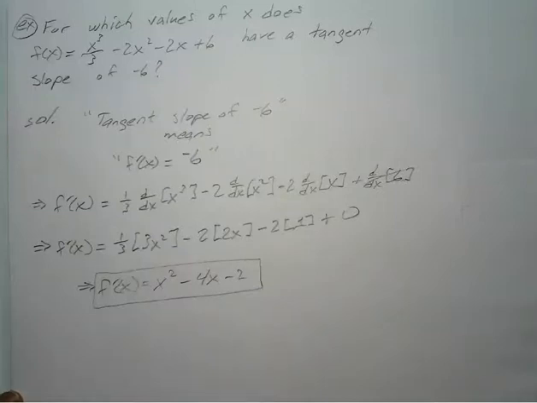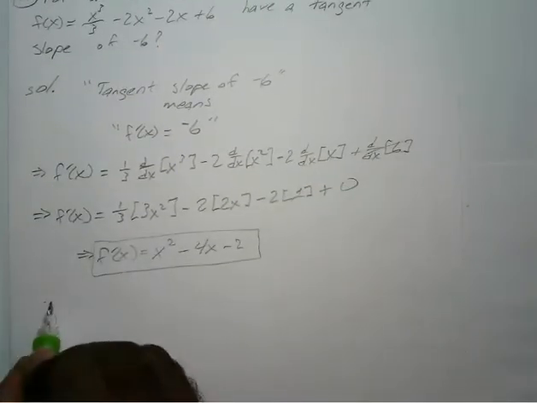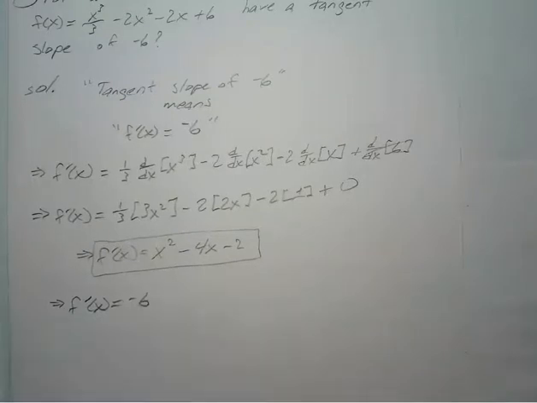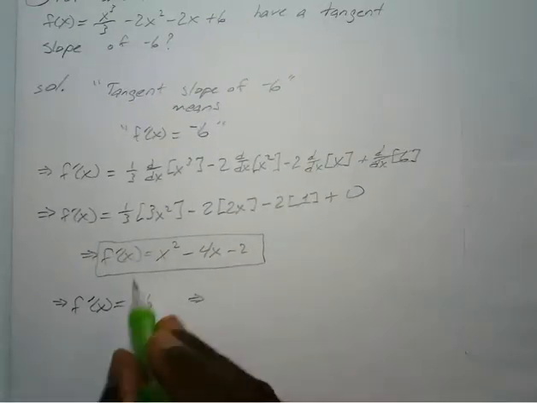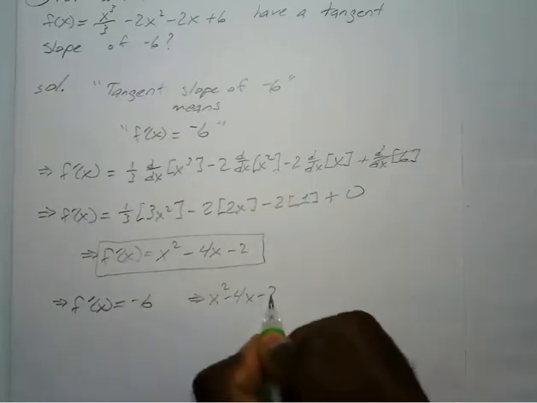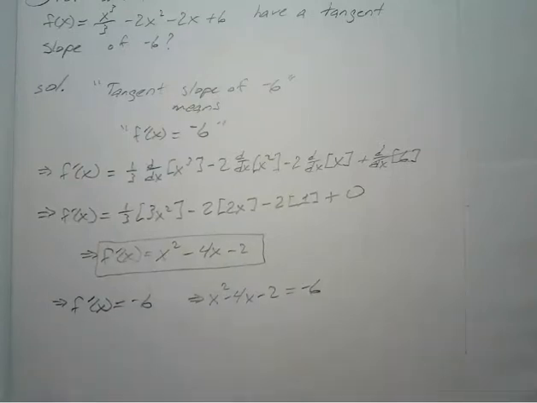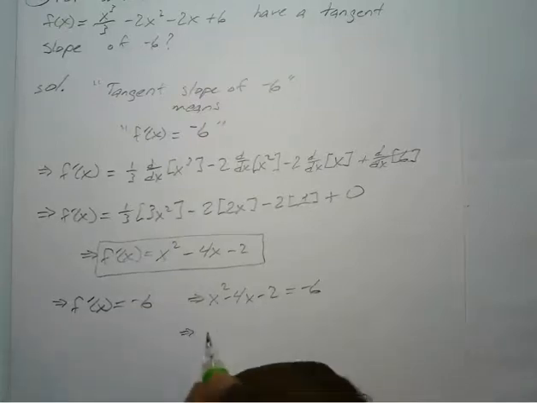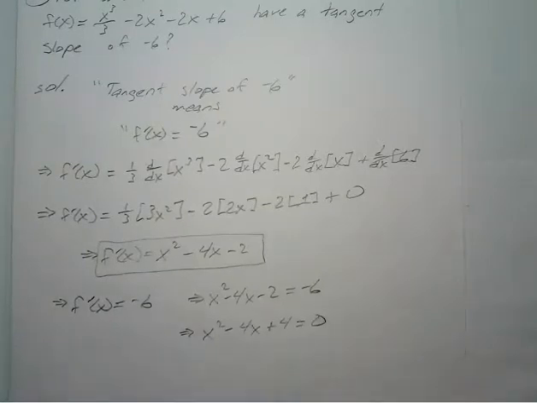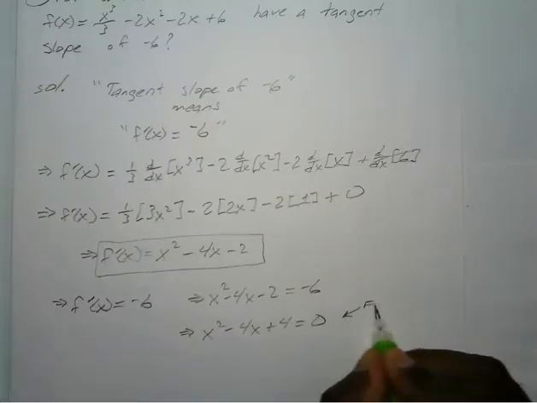Okay, so now we want to find at what point you have a tangent slope of negative 6. That means when does f prime of x equal negative 6? Since this is our f prime of x, we just want to know when x squared minus 4x minus 2 equals negative 6. If we add 6 to both sides, we end up with x squared minus 4x plus 4 equals 0. And from there, we just factor.